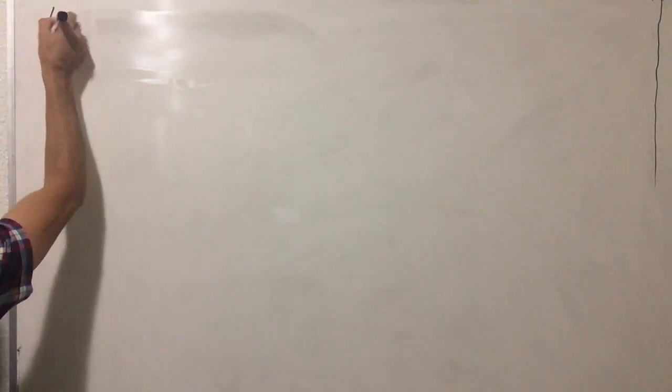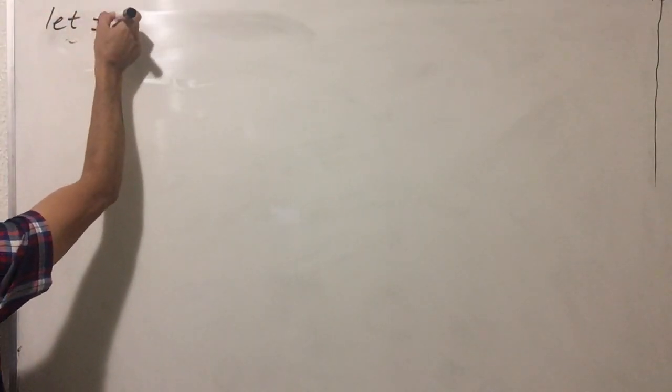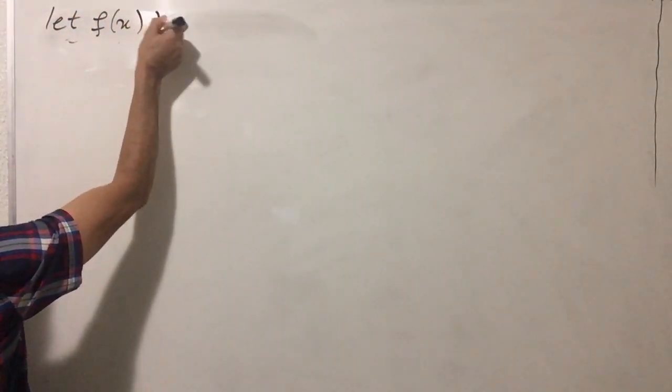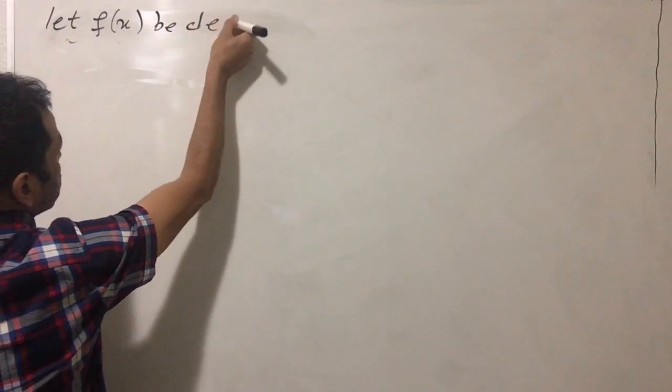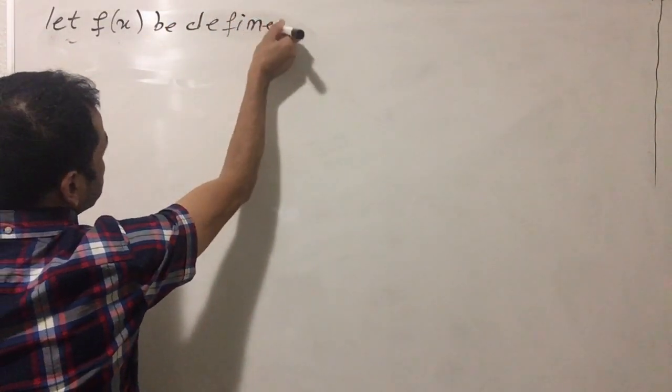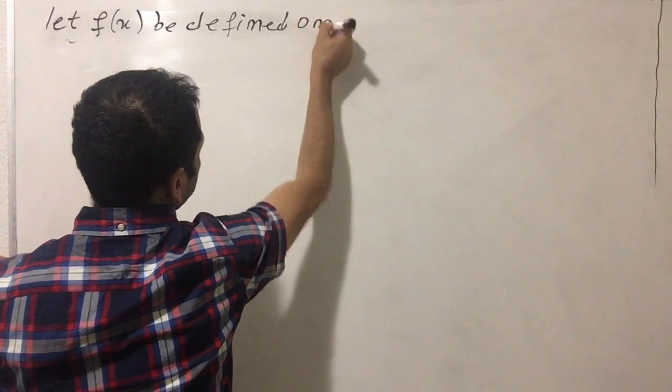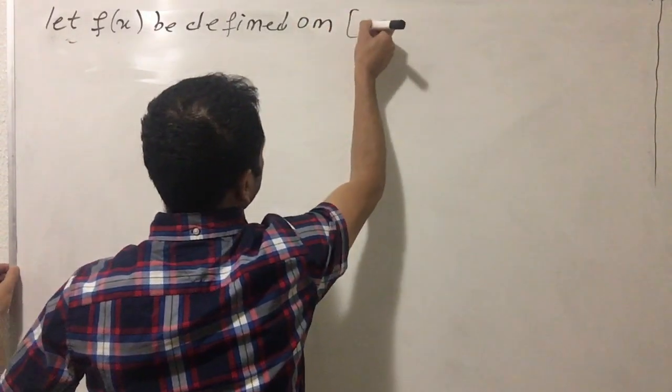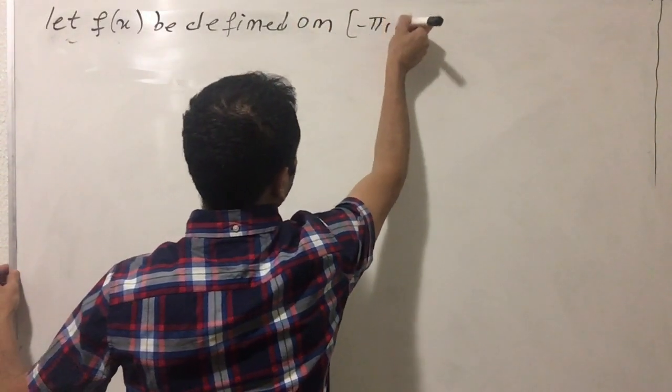In today's video, I'm going to look at a very interesting series. It's called Fourier series with complex numbers. Okay, let f of x be defined on an interval minus pi.